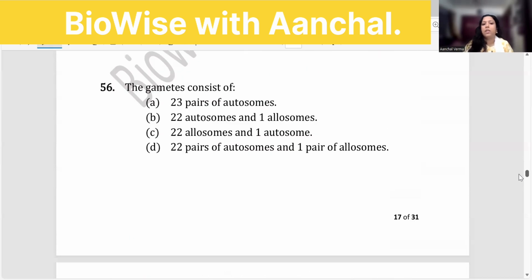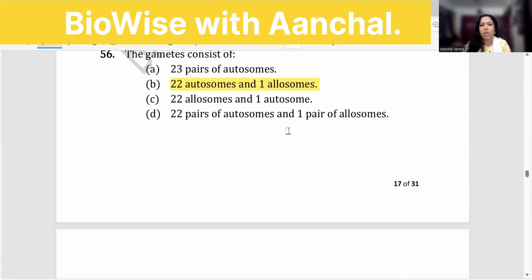Next one, moving to the gametes consist of. Now, gametes, that is, after meiosis, this is formed. So, this is talking about human gametes, right? So, human gametes, 46 chromosomes in all. So, half will be 23. 23 will be 22 plus 1. Okay, so 22 autosomes plus 1 allosome. Right? 22 autosomes plus 1 allosome. What is autosome? The somatic chromosomes. And what is allosomes? The sex chromosomes, X or Y. So 22 and 1, X or Y, depending upon the chromosome of male or female.